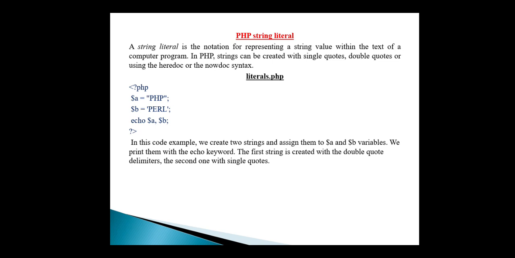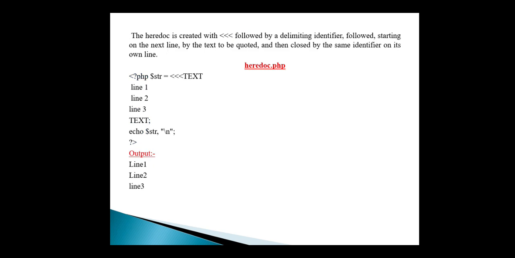So now you might be coming to know how to use the double quotes and single quotes in PHP, right? So now we can see the heredoc or the nowdoc syntax. The heredoc is created with the triple less-than symbol, followed by a delimiting identifier, followed starting on the next line by the text to be quoted and then closed by the same identifier on its own line.